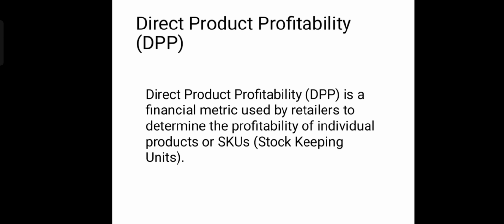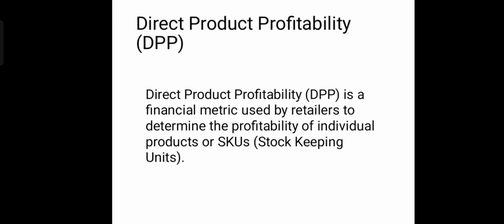And in the next slide, okay, we will tackle the last topic, which is DPP or direct product profitability. So when we say direct product profitability or DPP, it is a financial metric used by retailers to determine the profitability of individual products or SKUs, which is stock keeping units. When we say naman DPP, it helps retailers understand the financial performance of each product by considering the direct costs associated with its production, procurement, and sales.